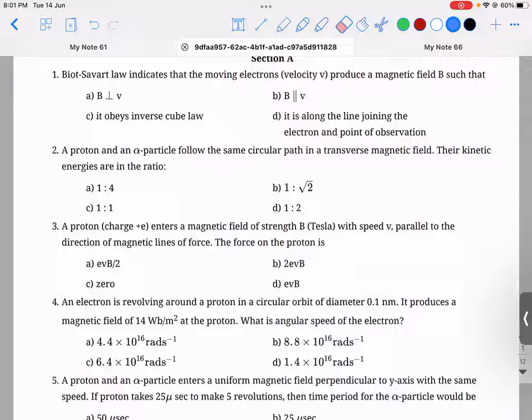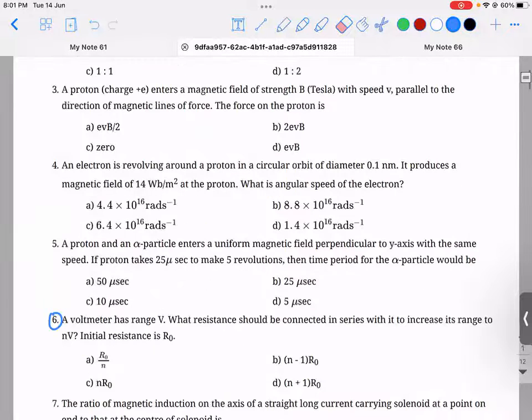Fifth one. A proton and an alpha particle enter. If the proton's mass is m, the alpha particle's mass is 4m. If the proton's charge is q, the alpha particle's charge is 2q. This point is to be remembered. They enter a uniform magnetic field perpendicular to the y-axis with the same speed. If a proton takes 25 microseconds to make 5 revolutions, then the time period of the alpha particle would be?